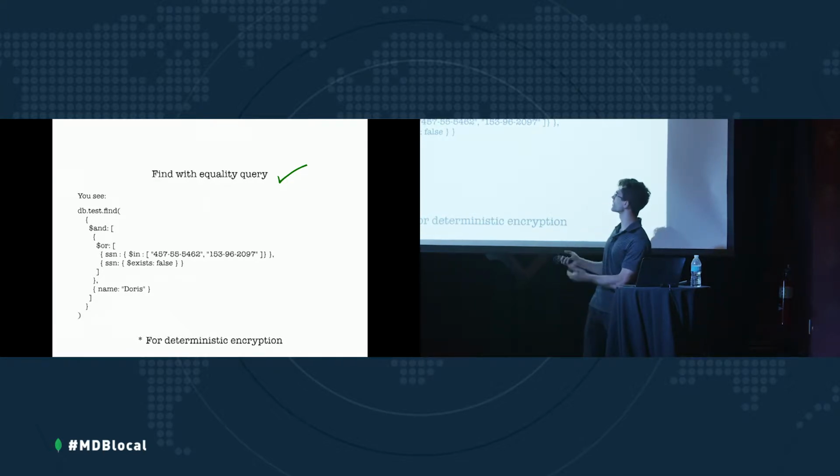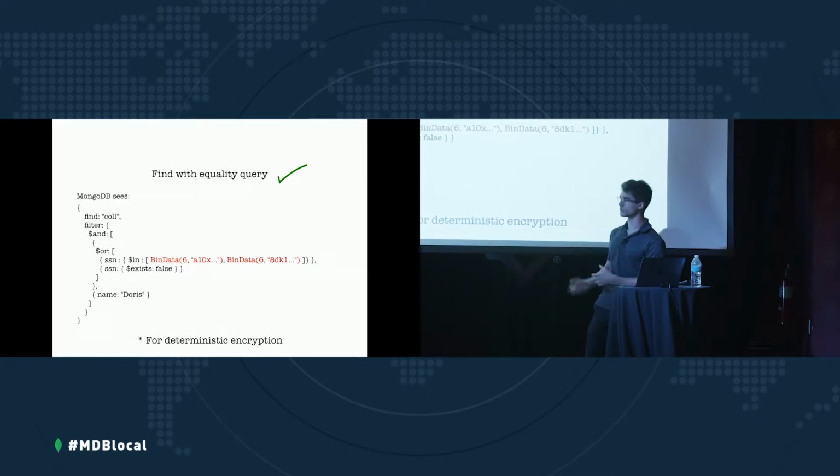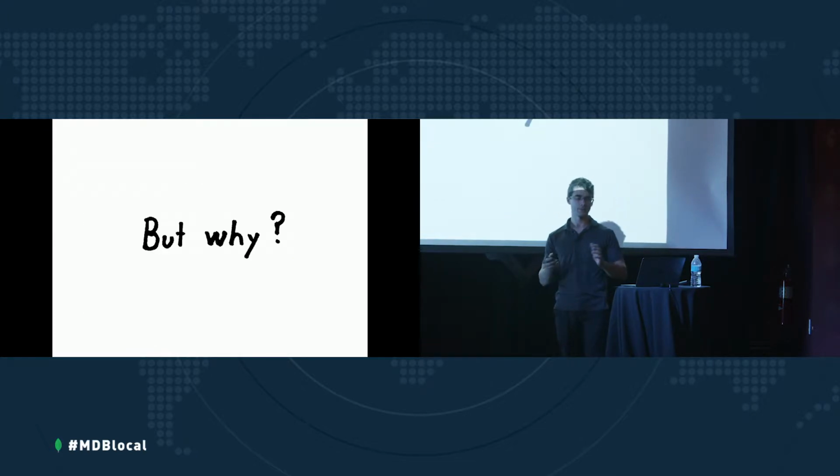So in a little bit more complicated find query, we know exactly to encrypt the 2 values in the $in query. So the driver will produce this before sending it. So that's a rundown of how it works. But why would you want to bother with this?